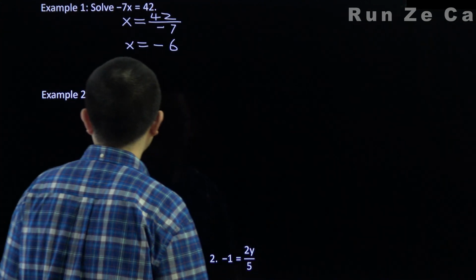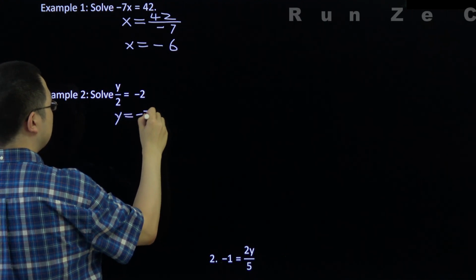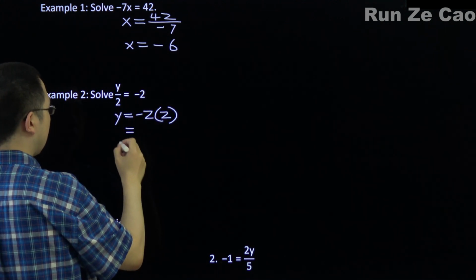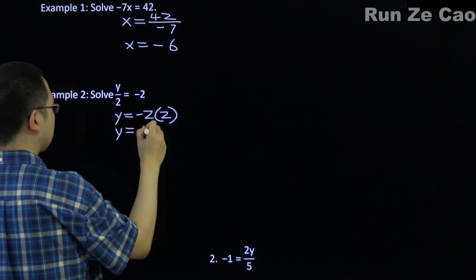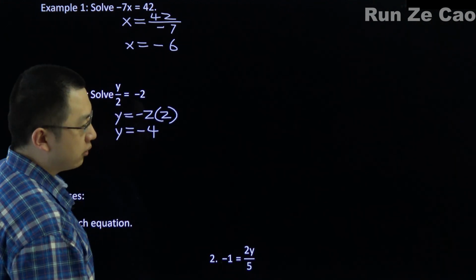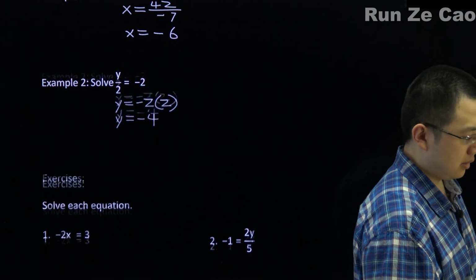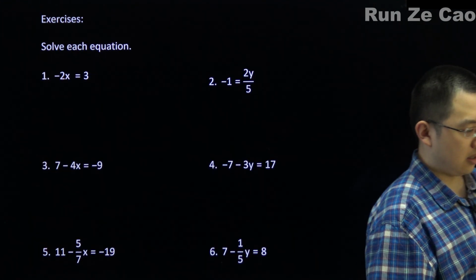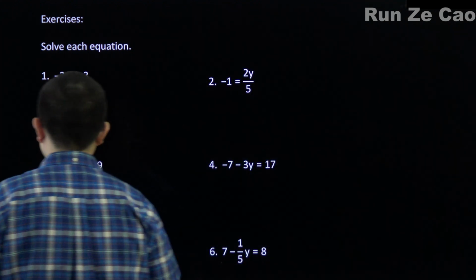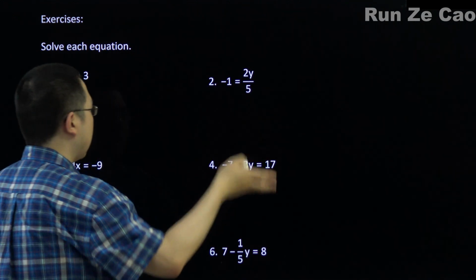Solve y over 2 equals negative 2. You can think of this as times 2 on both sides, or just multiplying across. So y equals negative 4. Is this reasonable? Okay, negative 4 divided by 2 equals negative 2. Done. Okay, yeah, it looks fine. If it doesn't explicitly say check, depends on convention whether you're supposed to show checking or not, or if just going over it in your head is okay enough.